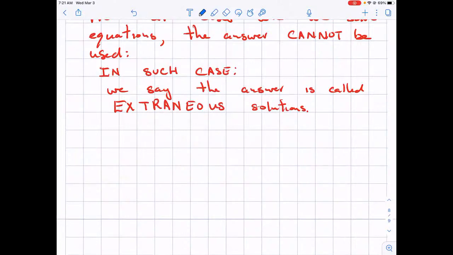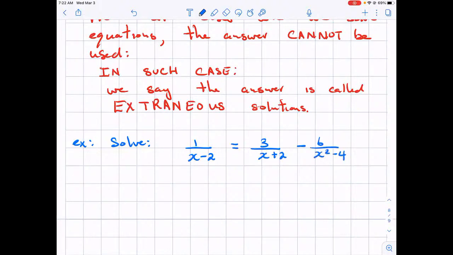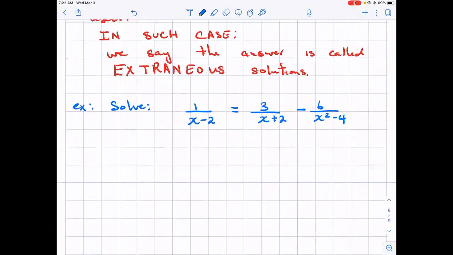Example, solve. And if I give you the equation, okay, 1 over x minus 2 is equal to 3 over x plus 2 minus 6 over x squared minus 4. So to solve, this is called a rational equation because it has fractions, ratio of two things.